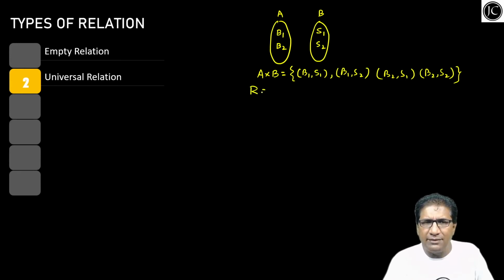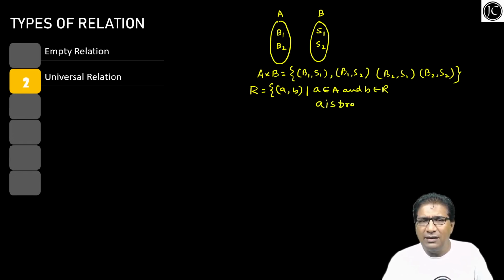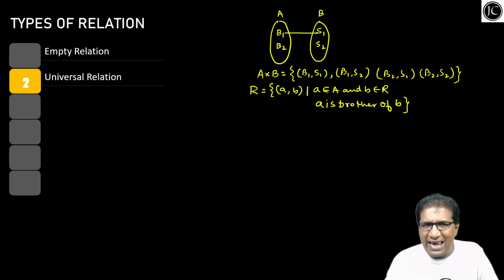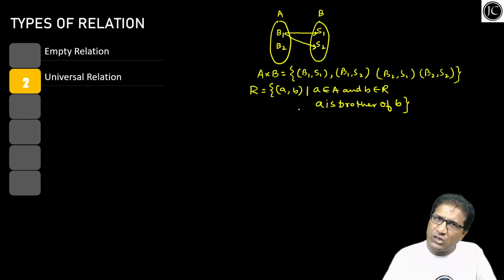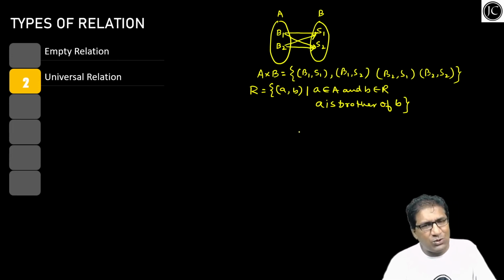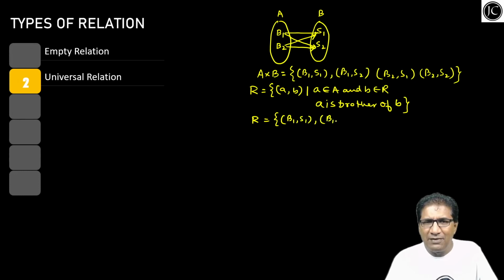Now, if I define a relation which consists of the ordered pairs (a, b) such that a belongs to A and b belongs to B, but here what I'm saying is a is brother of b. Now think about it. B1 is the brother of S1 as well as B1 is the brother of S2. Similarly, B2 is the brother of S1 as well as B2 is the brother of S2. मतलब क्या हुआ? यहां पर R में भी ये सब एलिमेंट्स आ जाएगा. करेक्ट? बिकॉज दे आर ऑल रिलेटेड.